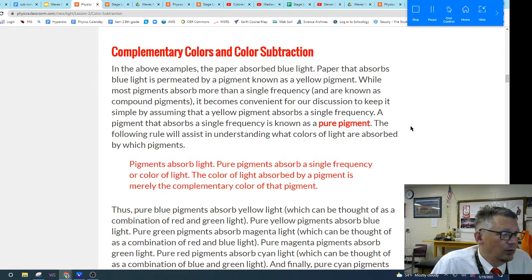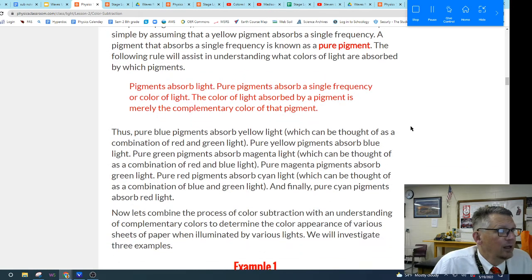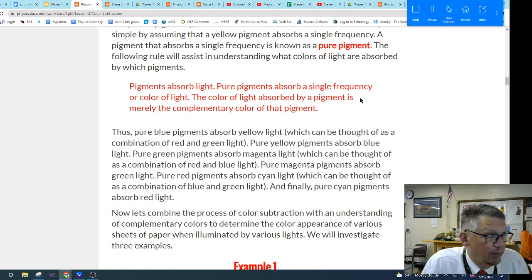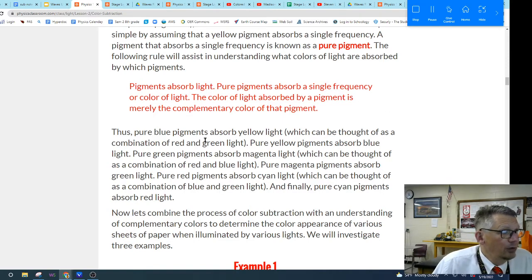The following rule will assist in the understanding of what colors of light are absorbed by which pigment. Pigments absorb light. Pure pigments absorb a single frequency or color of light. The color of light absorbed by a pigment is merely the complementary color of that pigment. Thus, pure blue pigments absorb yellow light, which can be thought of as a combination of red and green light.